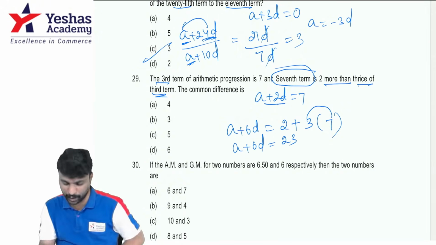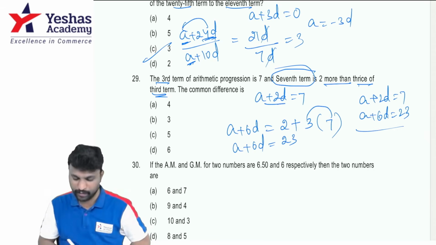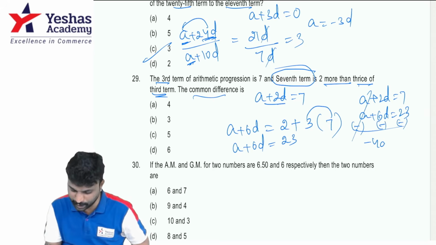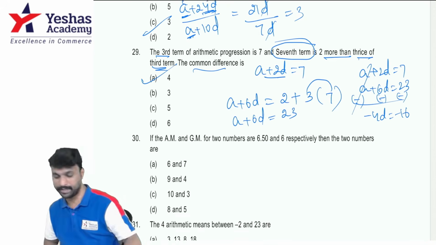I have got 2 equations: A plus 2D is equal to 7 and A plus 6D is equal to 23. Now find the common difference by subtracting the 2 equations. A cancels. So minus 4D is equal to minus 16. D is equal to what? 4. Option A is the right answer.